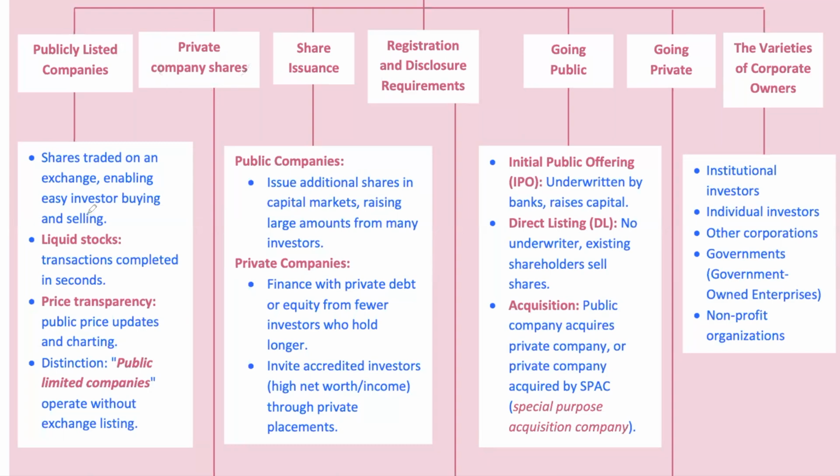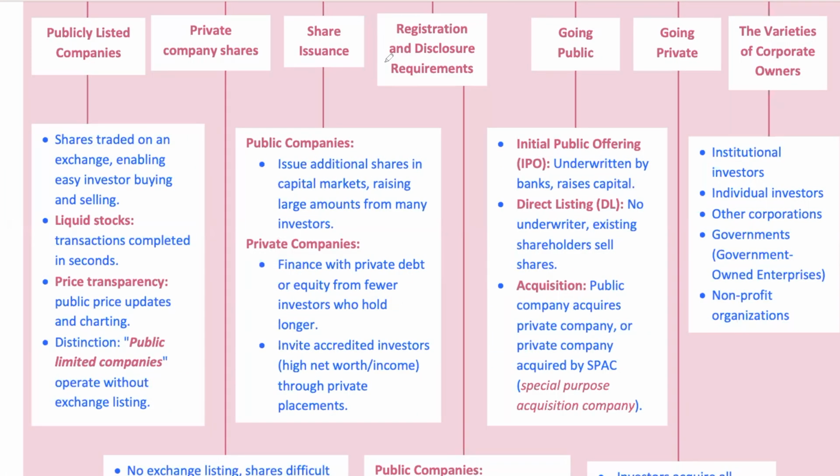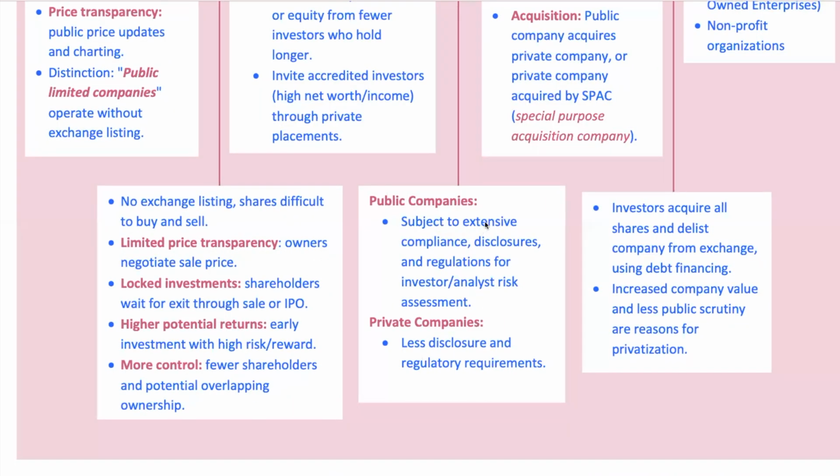Private company shares lack price transparency and are not easily traded, with investors motivated by higher potential returns. Public companies can raise large amounts of capital from many investors, while private companies finance smaller amounts from fewer investors who hold for longer periods. Public companies are subject to greater compliance, disclosures, and regulatory requirements aiding risk assessment. Private companies face fewer regulations and disclose less information.